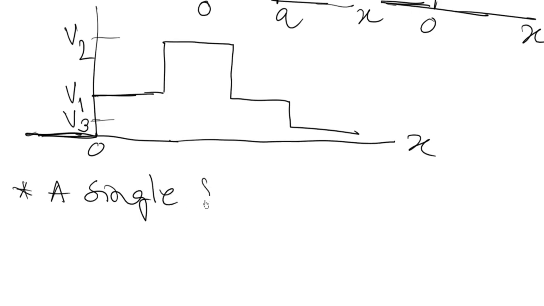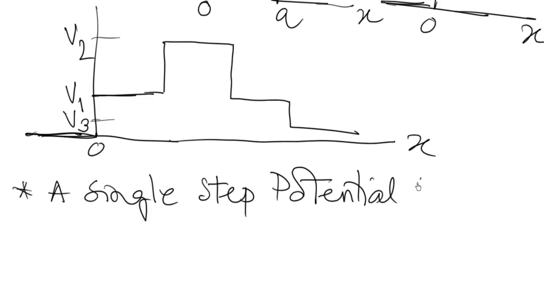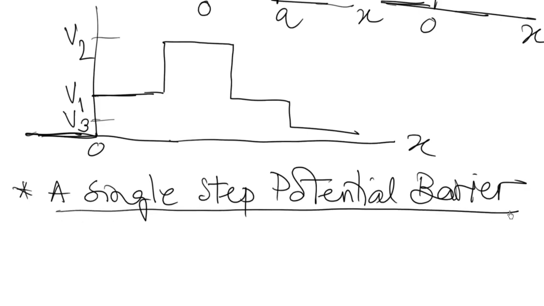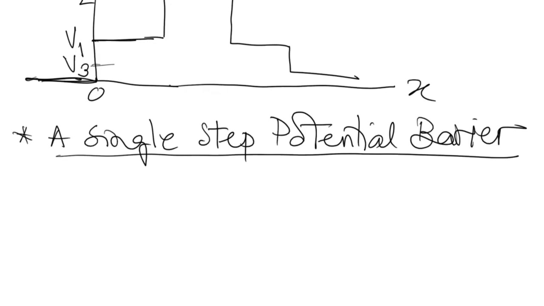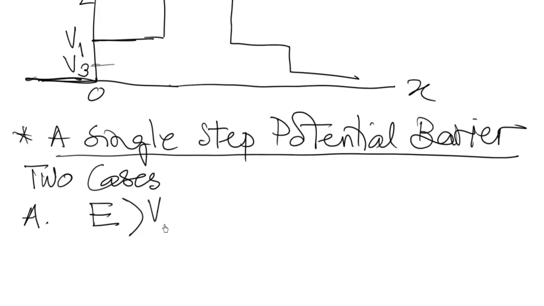So a single step potential barrier. We can have two cases here. Case A, when the total energy of a particle is greater than the potential barrier height. And case B, if E is less than the potential barrier height.